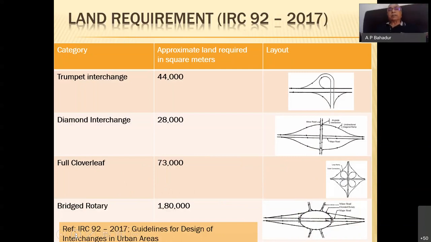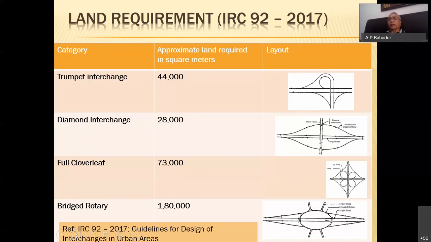Now IRC SP 92/2017 is the guideline for design of at-grade interchanges. But mind you, this is for urban situations. Some of the basics may remain the same, but one should always keep in mind that this guidance is available for urban roads. So if it's a rural situation or expressway, then the parameters are to be suitably taken.